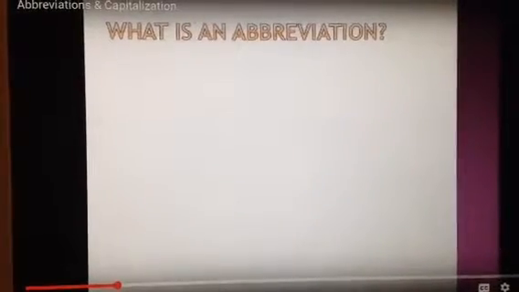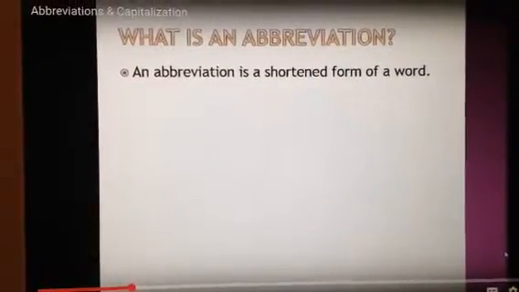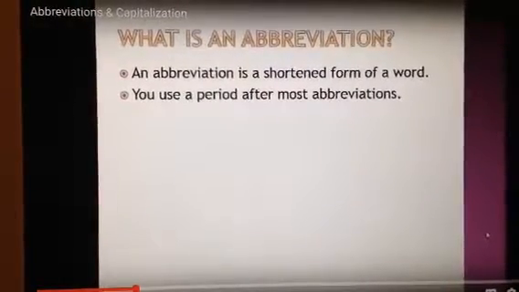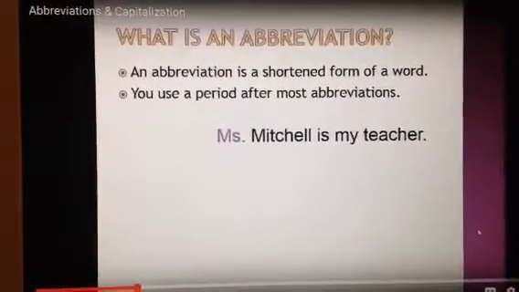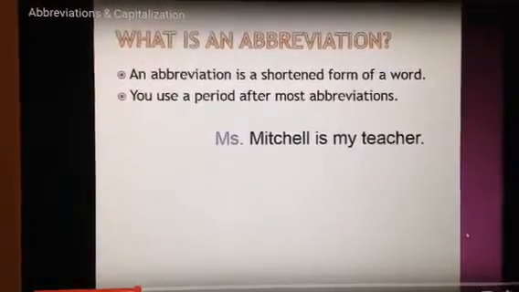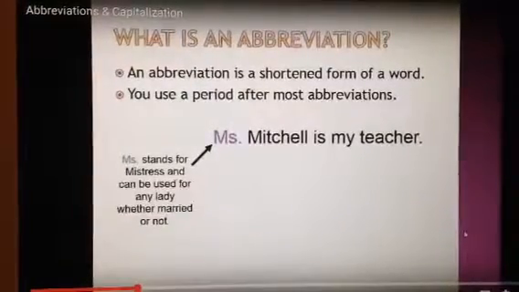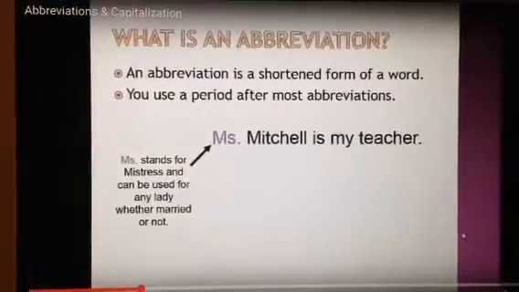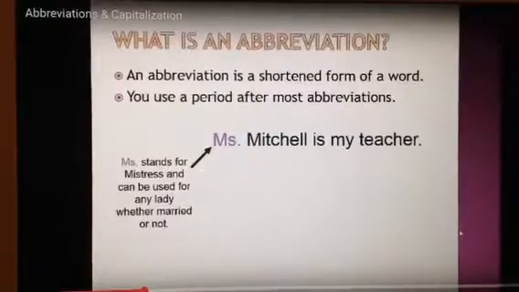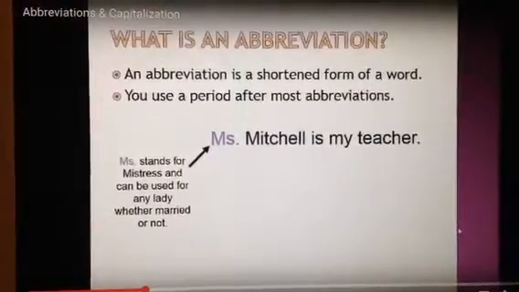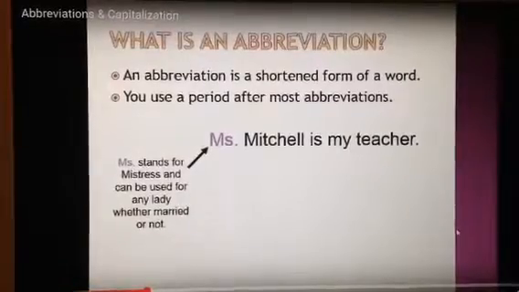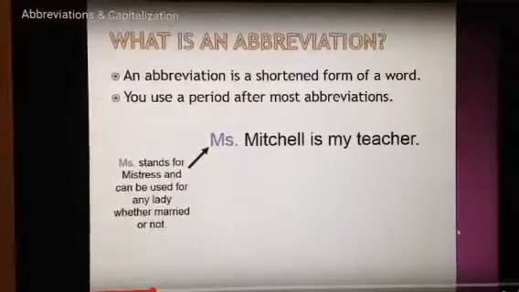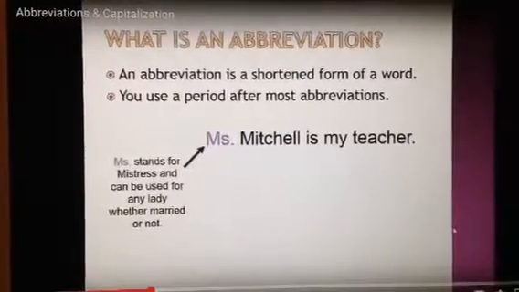Alright, so abbreviations. What is an abbreviation? It's a shortened form of a word. Usually we use a period after most of the abbreviations. Not all, but a lot of them. For example, Ms. Mitchell is my teacher. Ms. is an abbreviated form of mistress, and it's abbreviated to MS to shorten it, and we do use a period after that. Ms. can refer to any lady, whether they're married or not. Typically, a married lady we refer to as Mrs., and a single lady would be referred to as Miss. Ms. is correct either way, so it can be used for any lady.